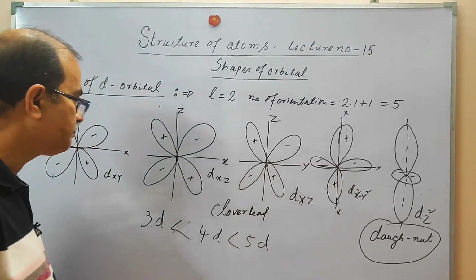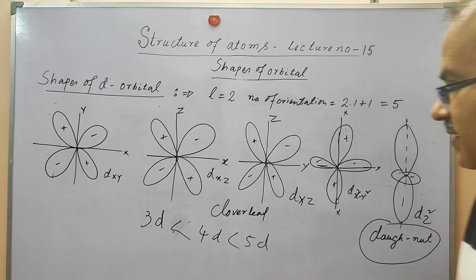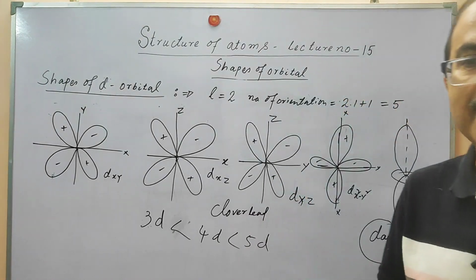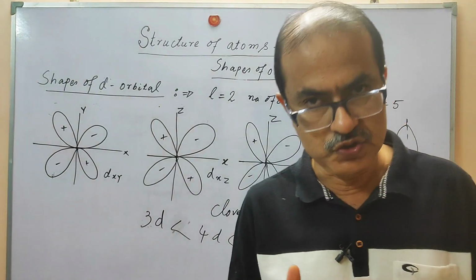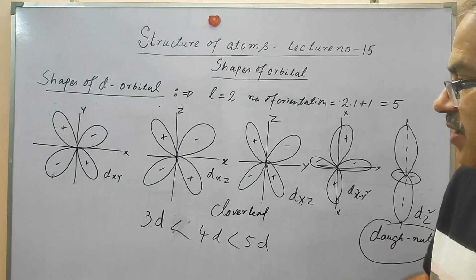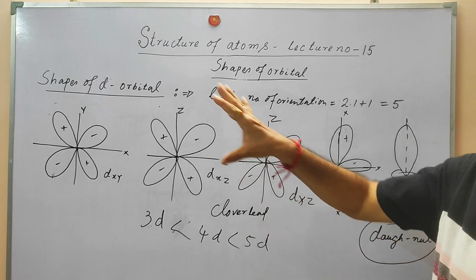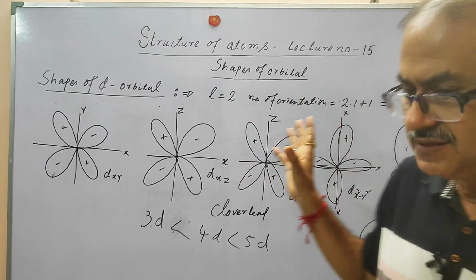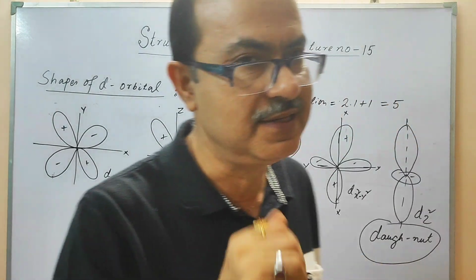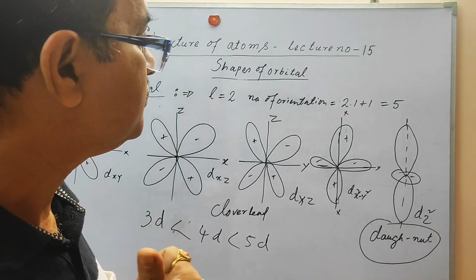So the maximum quantum number is 4, and you know the maximum value can be n minus 1, ranging from 0 to n minus 1, then it will have the principal quantum number as this. So these are all the shapes of the d orbitals. We have also understood the shape of the p orbital and the shape of the s orbitals.